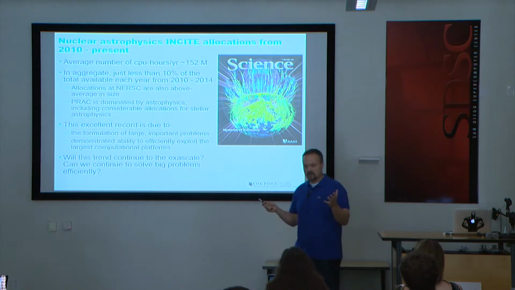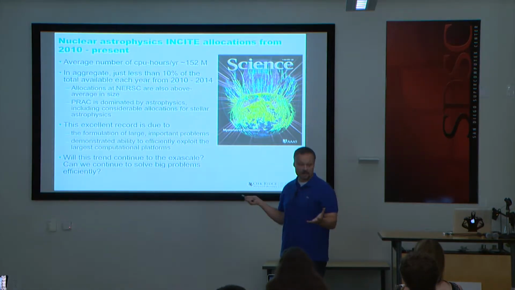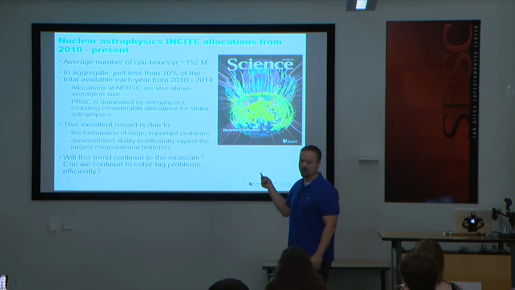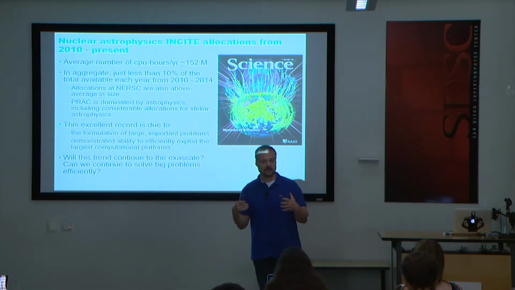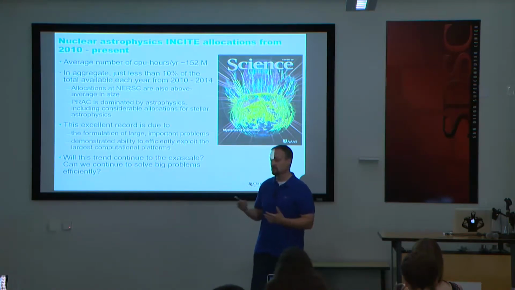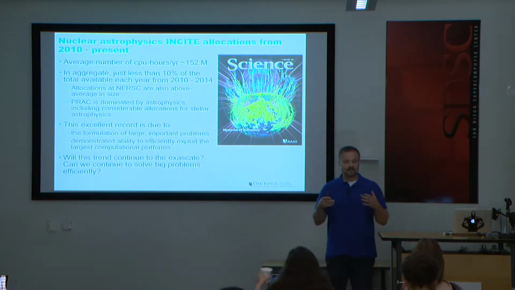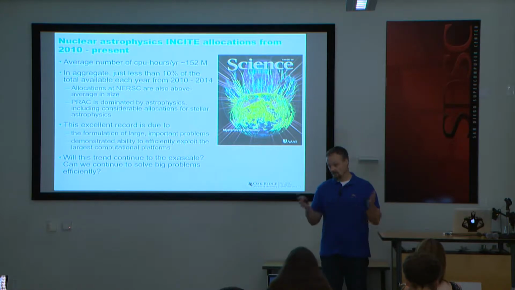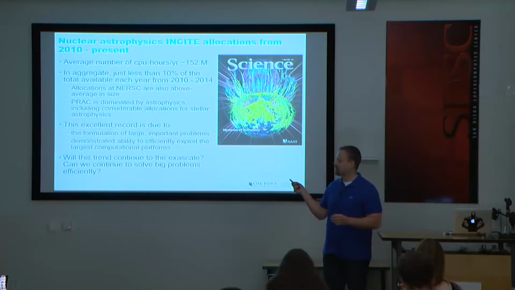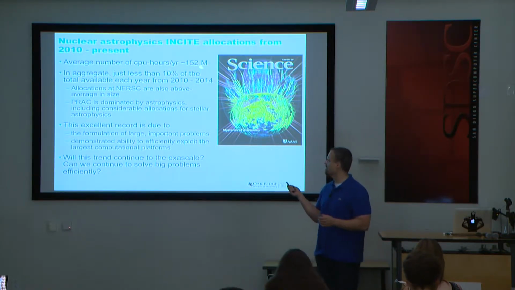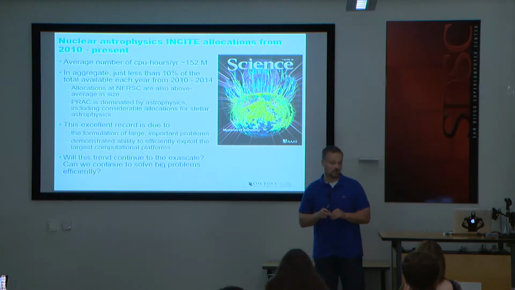So nuclear astrophysics in general, we use a lot of supercomputing in this country and all over the world. One way to talk about it is in terms of these so-called INCITE allocations. INCITE is the allocation program at the two leadership computing facilities for DOE, at Argonne and at Oak Ridge. They're designed to be the largest supercomputing allocations on the planet, period. They're open to anybody on the planet. If I count up how many CPU hours per year are dedicated to nuclear astrophysics projects, it's 152 million CPU hours a year, okay?